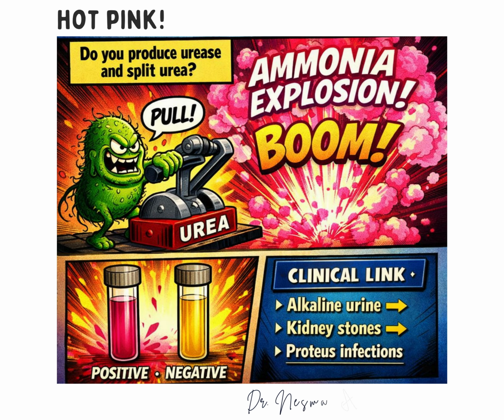The urease test detects bacteria's ability to produce the enzyme urease, which hydrolyzes urea into ammonia and carbon dioxide. Ammonia increases the medium's pH, causing the pH indicator to turn bright pink, indicating a positive result. A negative result shows no color change.